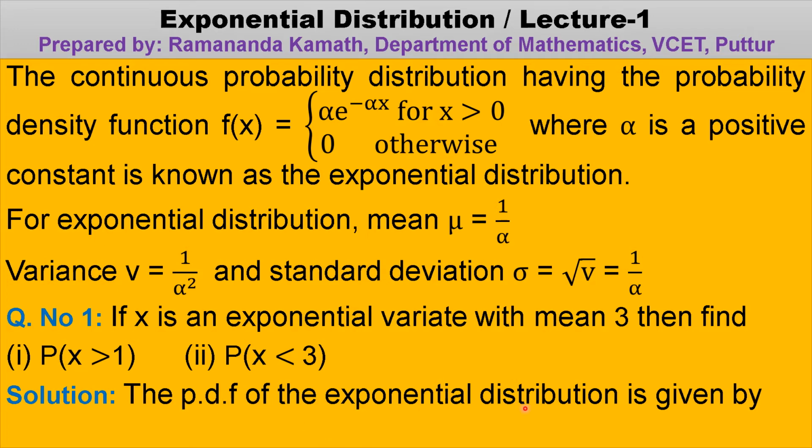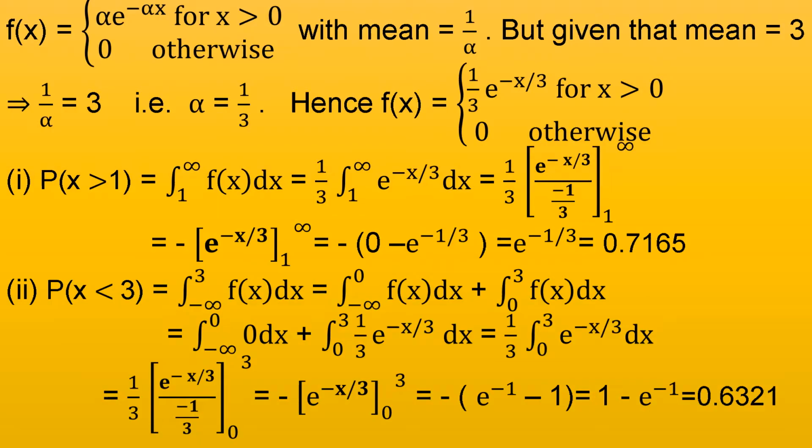distribution of x is given by f of x equal to alpha into e power minus alpha x for x greater than 0, and 0 otherwise. Now to complete this, we need to calculate this coefficient alpha, and it is said in the question that mean is 3, but the mean of this exponential distribution is 1 by alpha. So given mean as 3, you have to equate 1 by alpha to 3. You get alpha equal to 1 by 3.